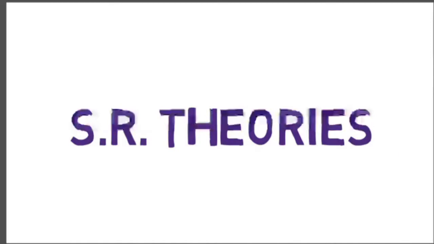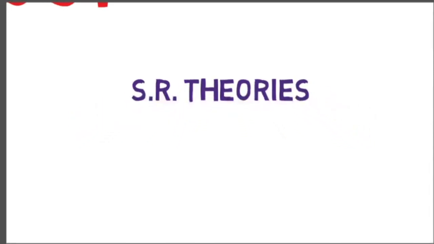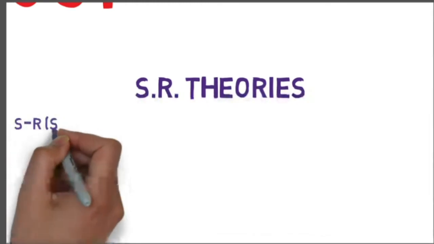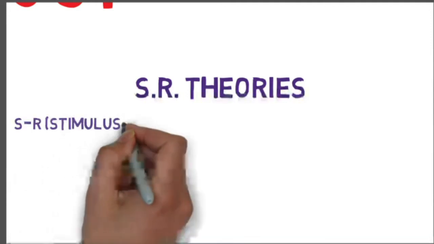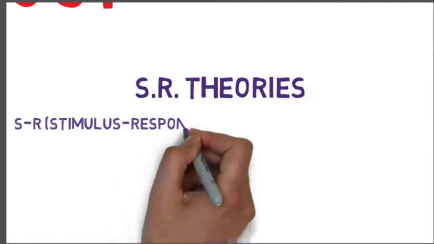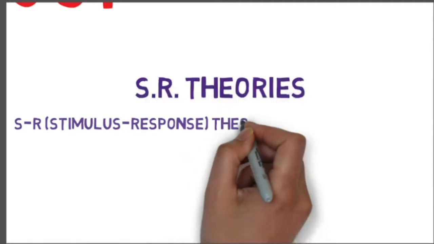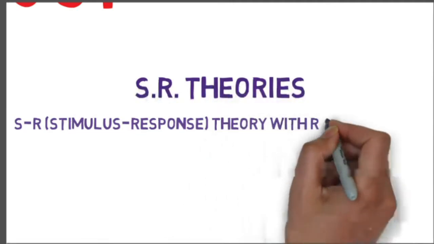Now, stimulus response theory with reinforcement, with Thorndike, the trial and error theory of learning. Now, a little bit about Thorndike. Thorndike, born in 1874 and he died in 1949, he was really the first American psychologist who put forward the trial and error theory of learning.